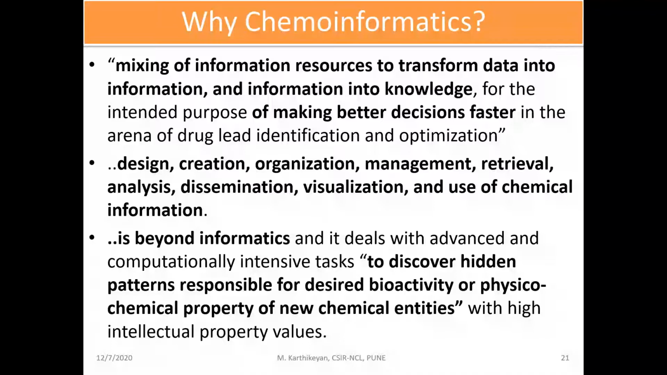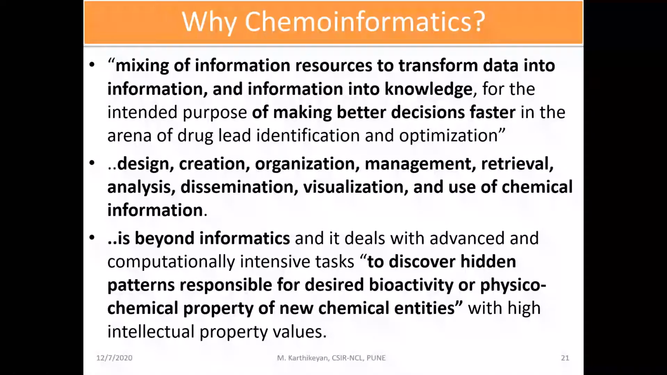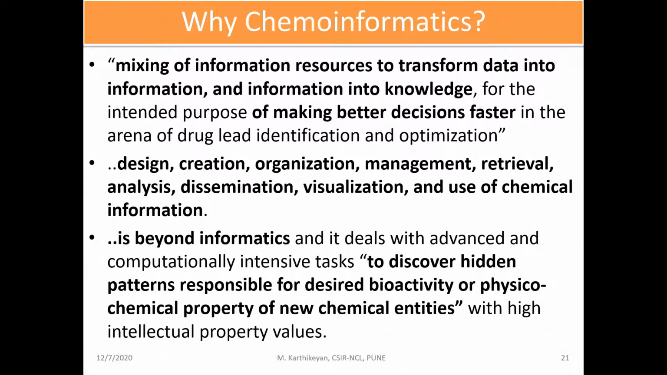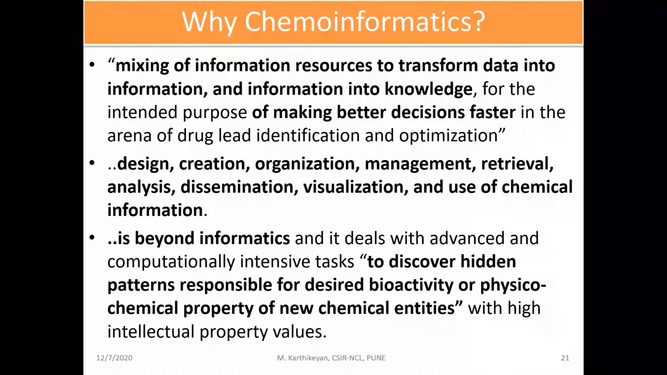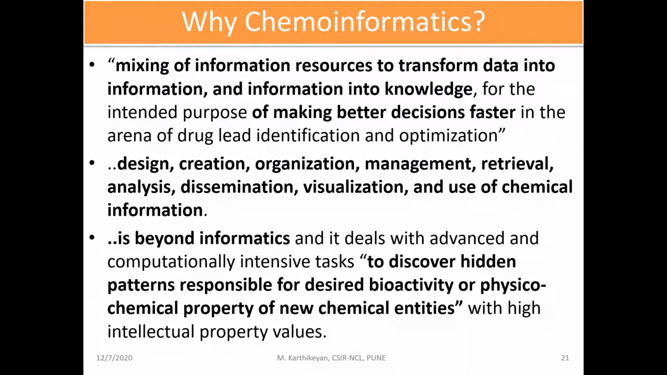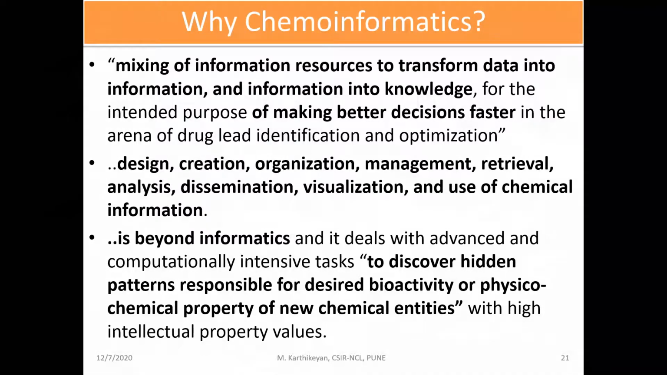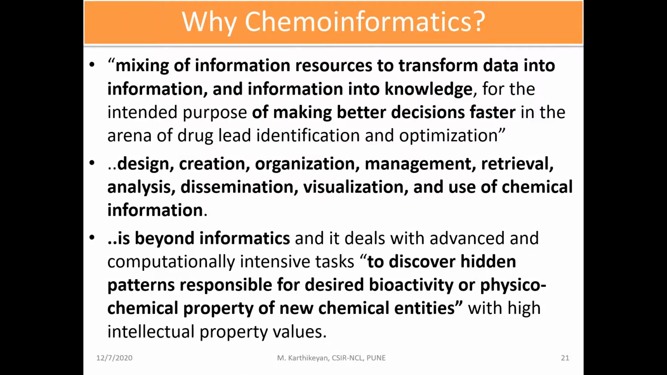So basically what happens in cheminformatics? In cheminformatics, we are transforming the data into information and information into knowledge. That knowledge helps the AI so that you can design better molecules or make better decisions faster. Cheminformatics involves several components: design, creation, organization, management, retrieval, analysis, dissemination, visualization, and most importantly, use of chemical information. Cheminformatics is beyond informatics. What cheminformatics does is help to discover the hidden patterns responsible for, in our case, desired bioactivities with respect to cancer, and physical chemical properties, etc.